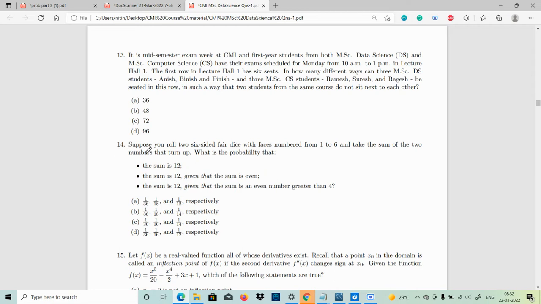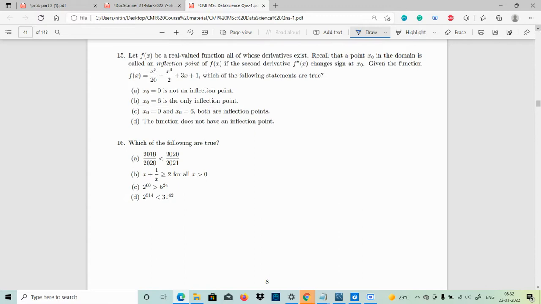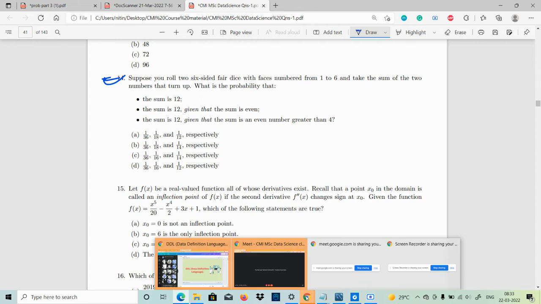Okay, so have you solved question number 14 or not? Let me know. Anyone? Have you solved this particular question? Question number 14. Hello. Anyone, if you can hear me, just let me know. If you can't hear me, just let me know.